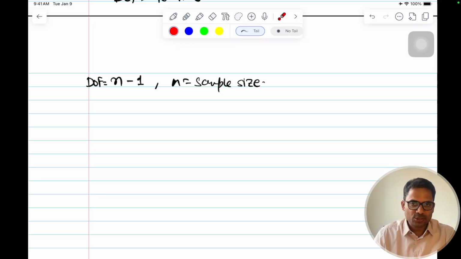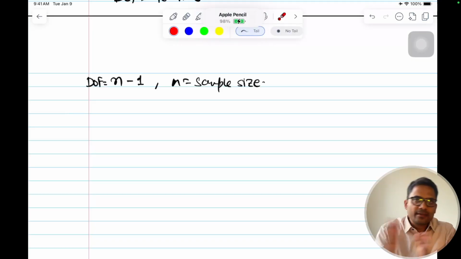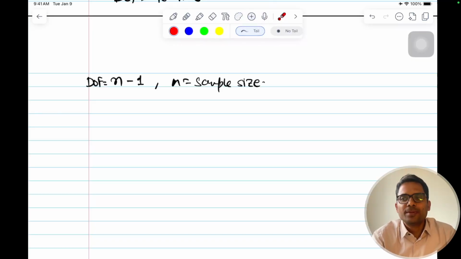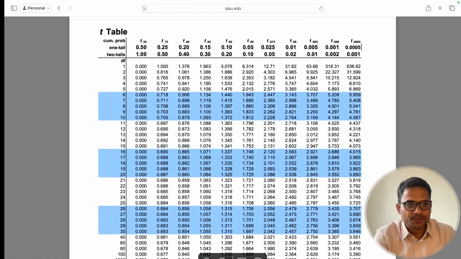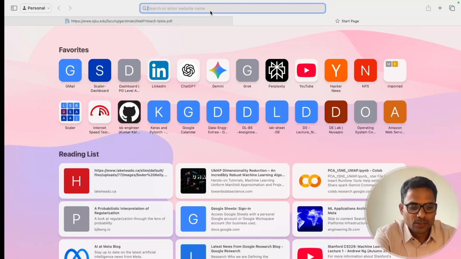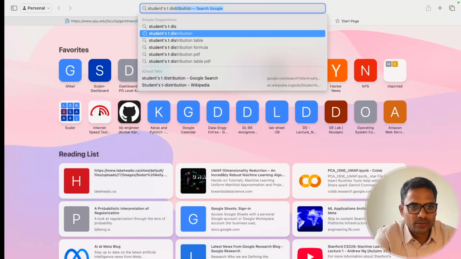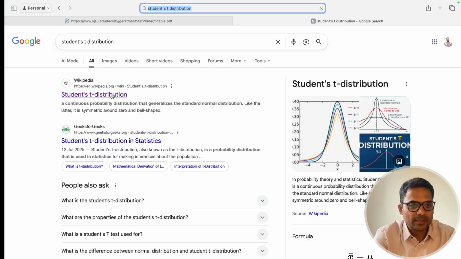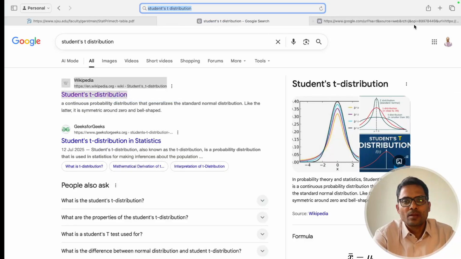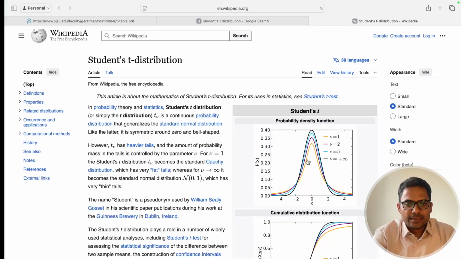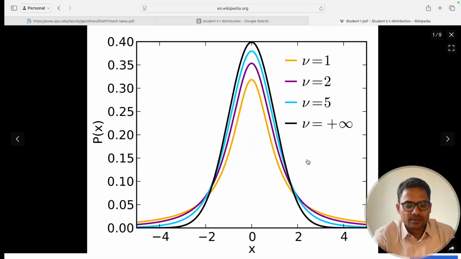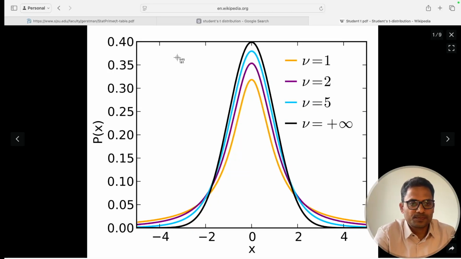So the t-distribution, what does it look like? If you vary the degrees of freedom, what will the t-distribution be like? Let me show you the Wikipedia page for the t-distribution. Yeah, this is the PDF of it. Let me take a screenshot of this and we'll discuss.